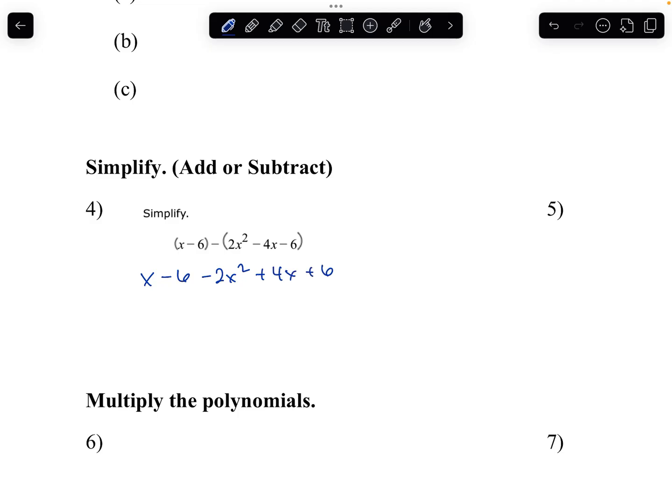So we have negative 2x squared. That's going to be the first term. And then we're going to have x and 4x. So that's going to be plus 5x. And then that's going to be negative 6 plus 6, that's going to be 0. So it should be negative 2x squared plus 5x.